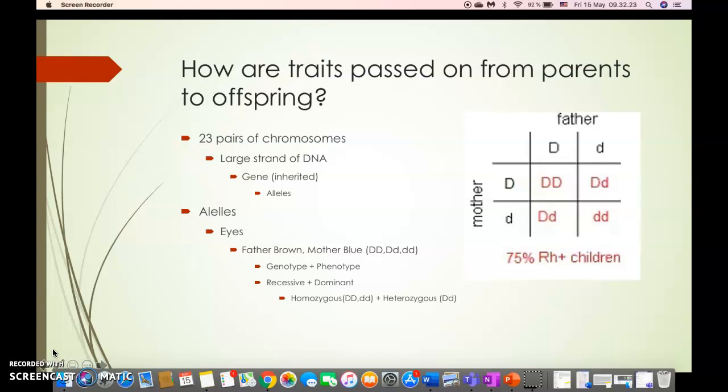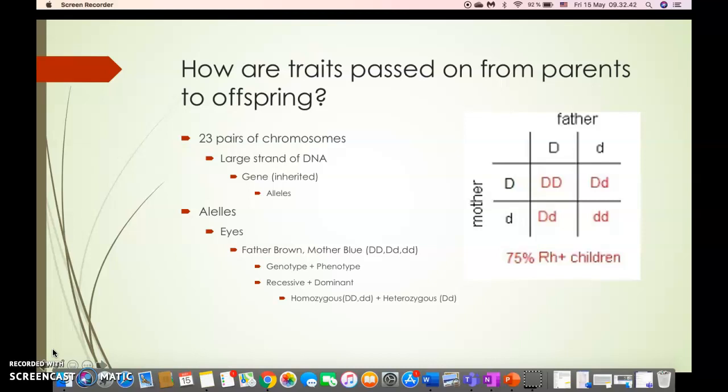But when referring to alleles, we usually use letters. Like we can give the allele that gives brown eyes big D, and the allele that gives blue eyes little d. And in a set of chromosomes, there are 2 genes that give instructions for the same thing.